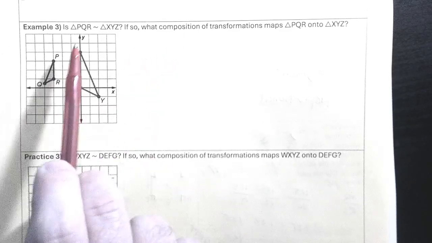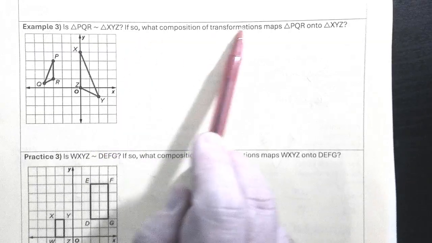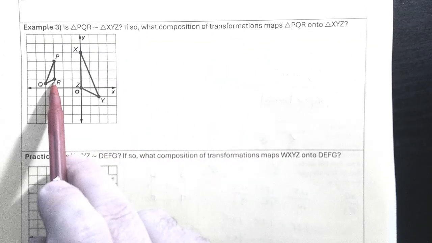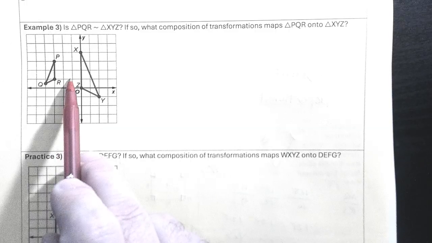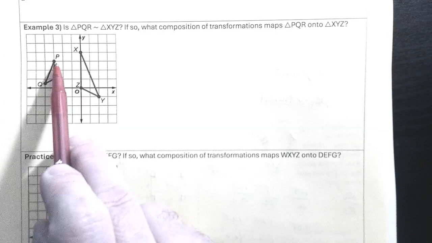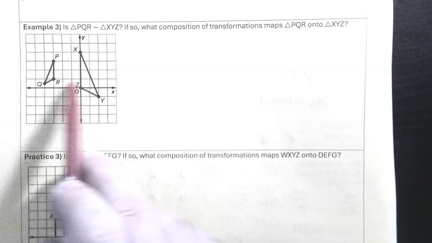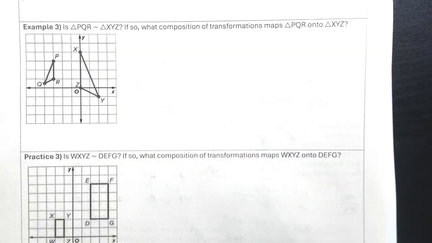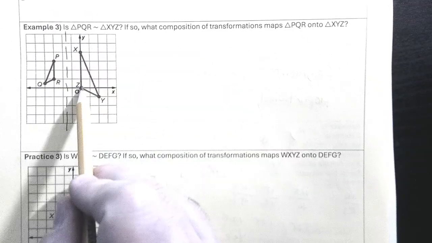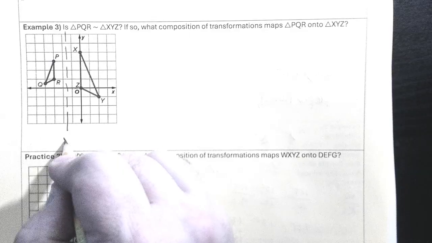So are these guys similar? If so, what composition of transformations maps this guy onto this guy? So the first thing I look at is how far apart. So I see the 1, 2, 3. So it's 3 away. So if we were to go halfway, you see 1, 2, 3, we would go halfway in between. I'm going to draw a dotted line. Not straight, and I apologize. Now this is negative 1. So this is X equals negative 2.